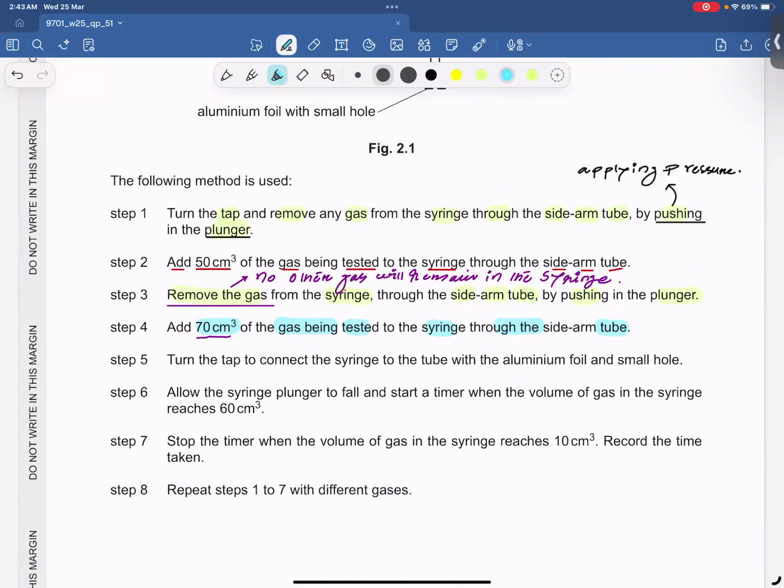Turn the tap to connect the syringe to the tube with the aluminum foil and a small hole. And this small hole is used for the effusion purpose. Allow the syringe plunger to fall and start a timer when the volume of gas in the syringe reaches 60. So from 70 to 60. Okay. And then stop the timer when the volume of gas in the syringe reaches 10. So the volume of gas technically used is 50 cm cube in this experiment.